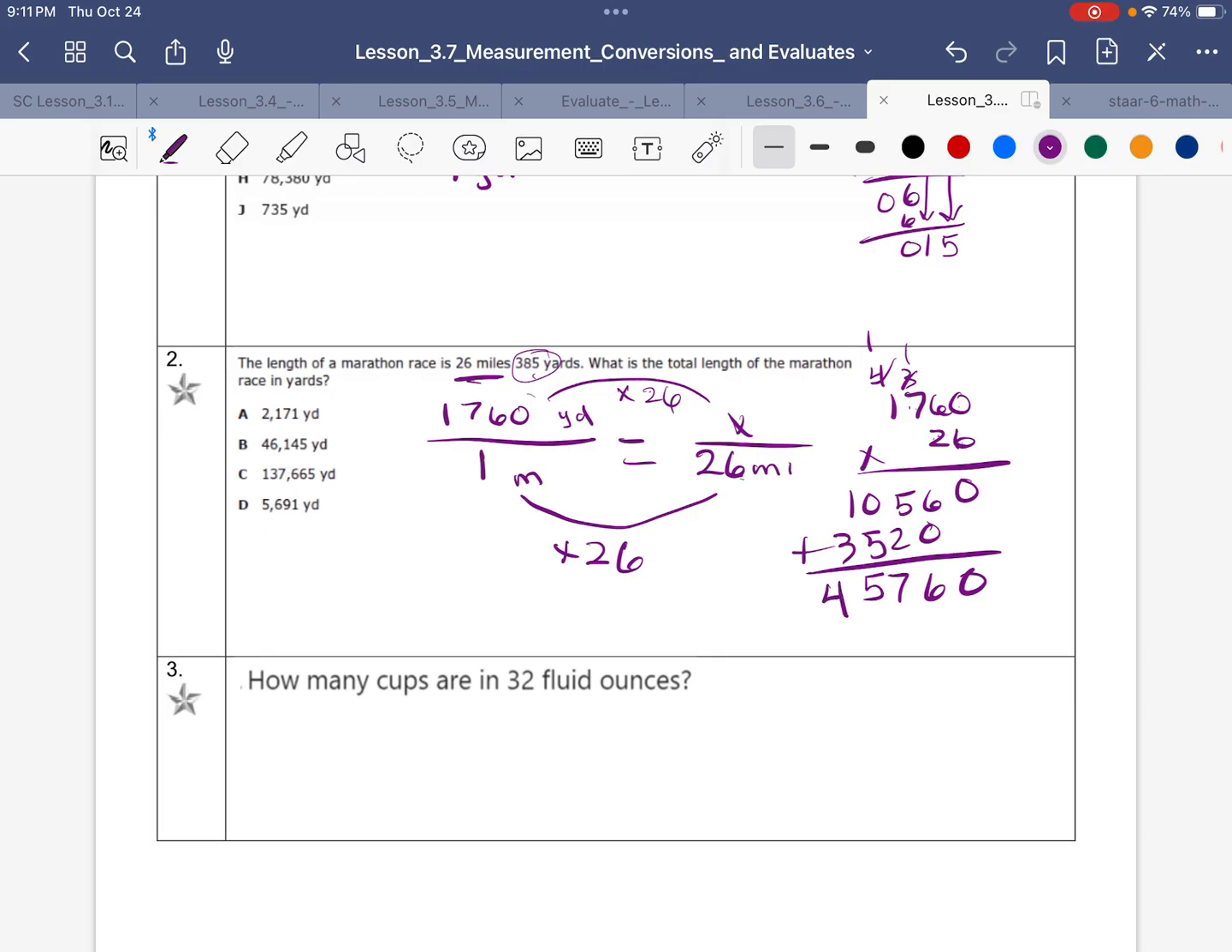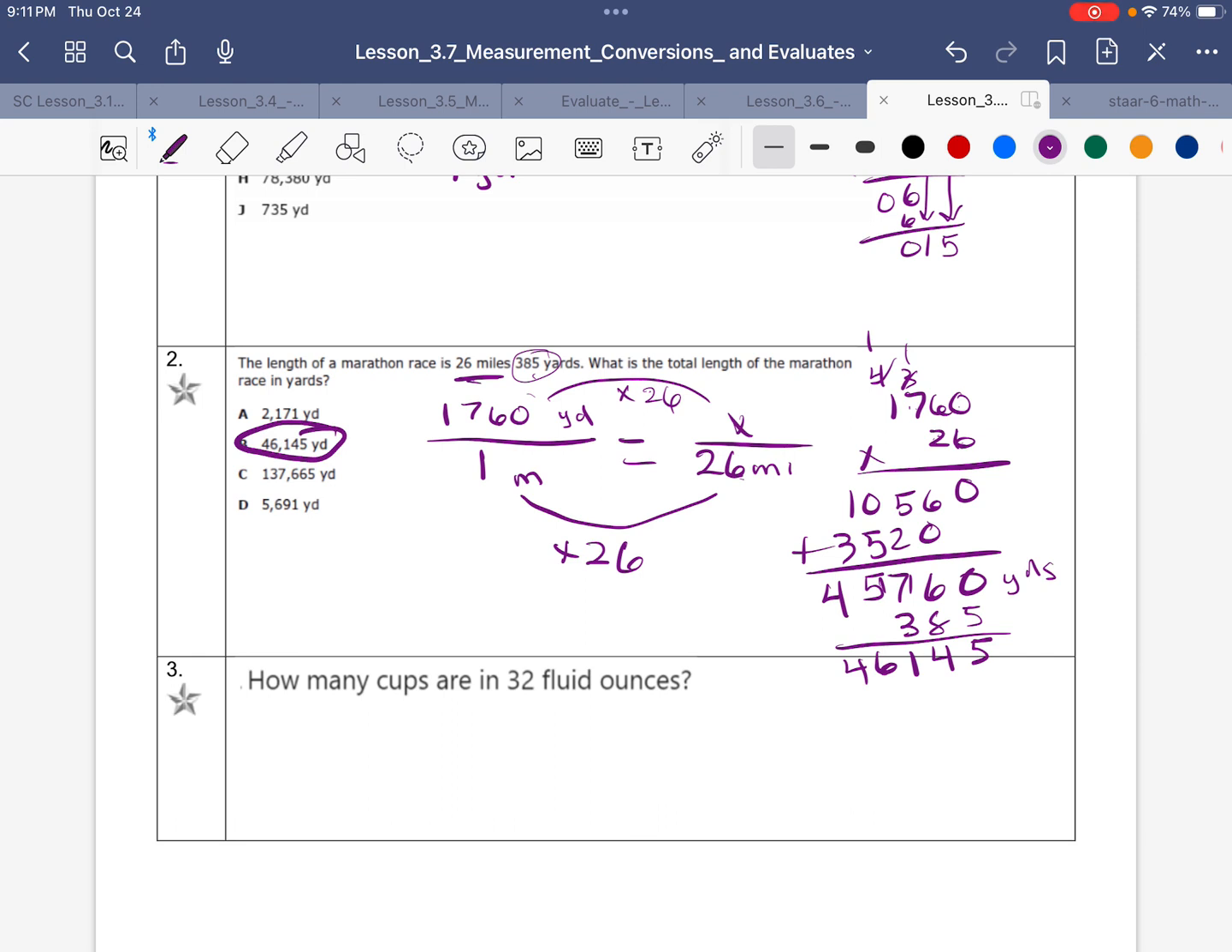Okay. So we see that. But yep, we're not done, right? So this is our yards. But we've got to add our 385 that we had over there to it. So 5, 14, 11, 6, 4. So 461, 45. Here it is. There's our answer.